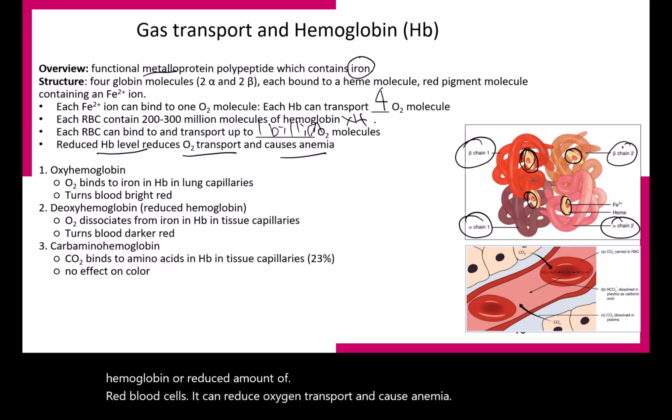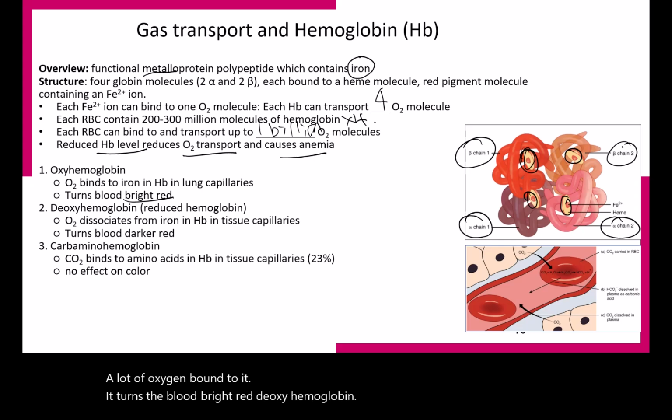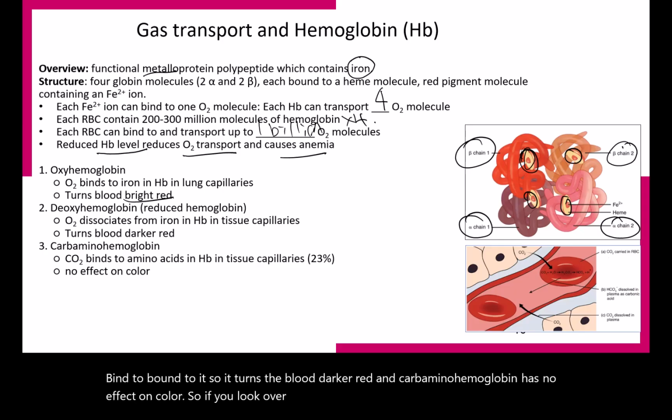In terms of the different types of hemoglobin, oxyhemoglobin contains a lot of oxygen bound to it. It turns the blood bright red. Deoxyhemoglobin has less oxygen bound to it, so it turns the blood darker red. And carbaminohemoglobin has no effect on color. So if you look over here, you can see that CO2 is carried in red blood cells as well as oxygen.